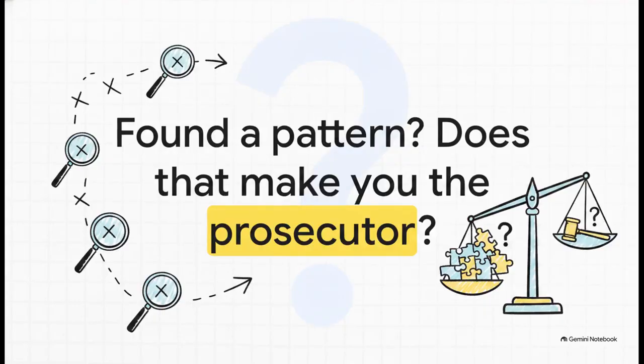So imagine this. You find a discrepancy. Then you find another one. And then a third. Suddenly, the story feels incredibly obvious, right? Well, stop right there. That is actually the single most dangerous moment in any investigation. You found a pattern of anomalies, sure, but does that make you the prosecutor?